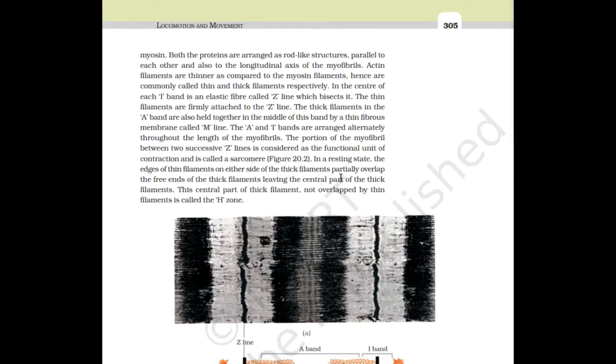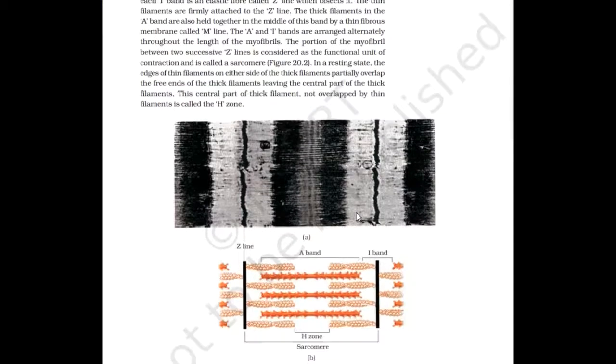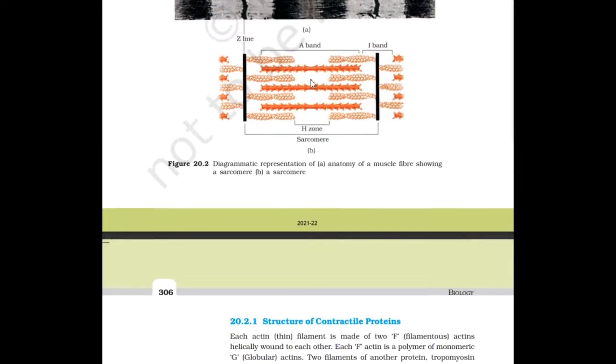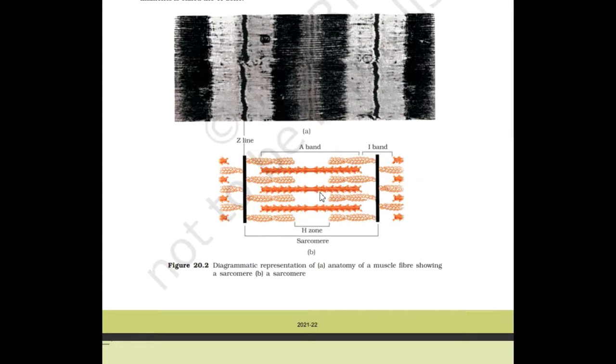In a resting state, the edges of the thin filaments on either side of the thick filament partially overlap the free ends of the thick filament, leaving the central part of the thick filaments. This central part of the thick filament not overlapped by the thin filament is called the H-zone. Here they have represented the H-zone, which is not overlapped by the thin filaments.